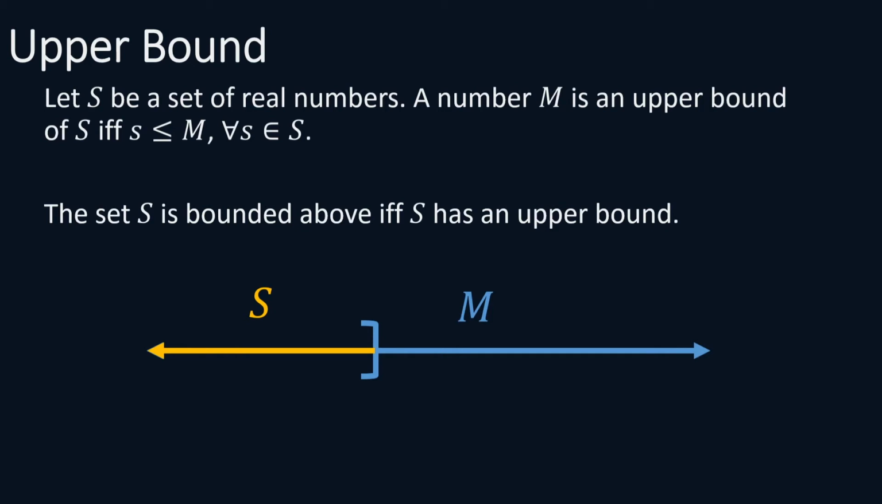Of course, we also have the upper bound. Here is the definition. Let S be a set of real numbers. A number M is an upper bound of the set S if and only if the element s is less than or equal to this upper bound M, and this must be true for all elements of the set S. In the illustration, the upper bound may be any point on the blue ray, and we can identify several upper bounds for this example. We describe S to be the set that is bounded above, and M is considered to be the upper bound.